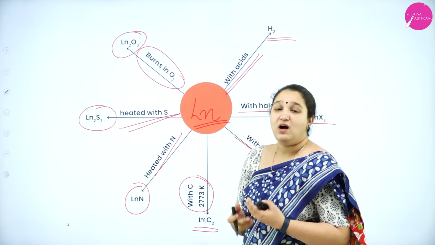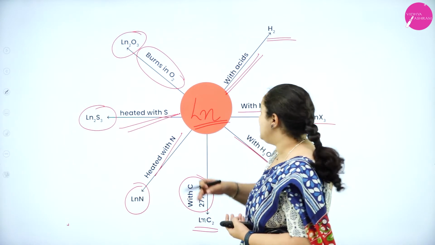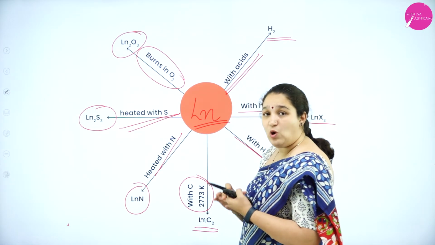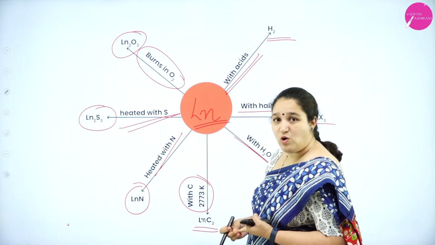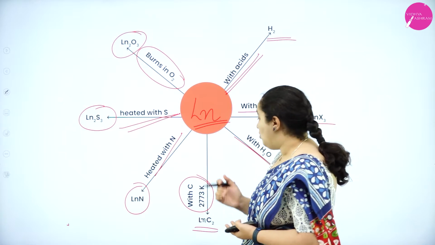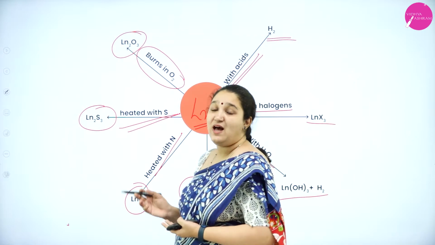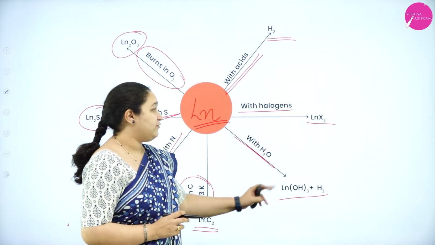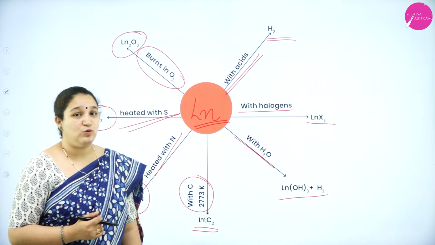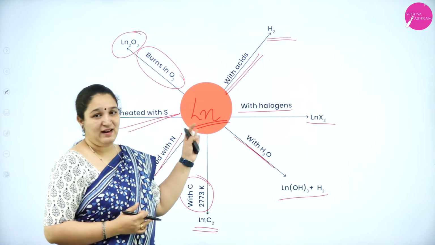So you can see here there are different reactions of lanthanoids. When treated with dilute acid, they liberate hydrogen gas. With oxygen, when heated, they form oxides. With nitrogen, nitrides. With sulfur, they form sulfides. Only with carbon at 2773 Kelvin, they form carbides, and with water, they form hydroxides. So these are some of the reactions which you have to know for lanthanoids. And lanthanoids, generally we write it as Ln.